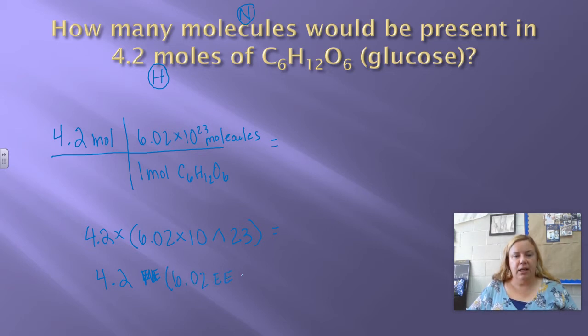So, 4.2 times 6.02, EE, and then 23. This eliminates the need to put those parentheses around there. So that's a possibility too. I want you to try both ways and determine which way you're most comfortable doing. Like I said, the EE button is typically a second function on your calculator. After punching this in, you should have gotten 2.53 times 10 to the 24th.